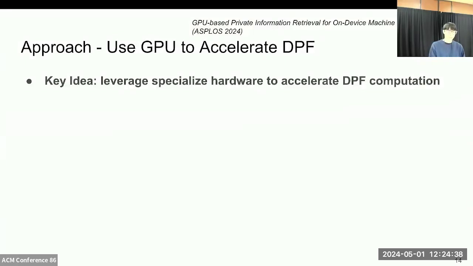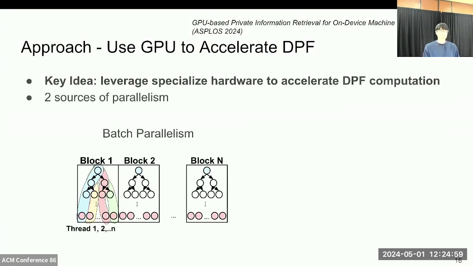Our approach is to leverage specialized hardware to accelerate DPF computation, particularly by using GPUs to massively parallelize these operations. In designing these GPU acceleration strategies, we exploit two sources of parallelism. The first source is very straightforward, and it's batch parallelism, which is that you can evaluate multiple DPF keys in parallel. This is a very standard technique in machine learning and is kind of trivial to do, so we assume this is just done and won't expand on it further.